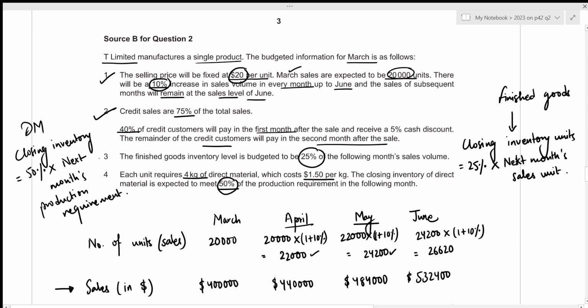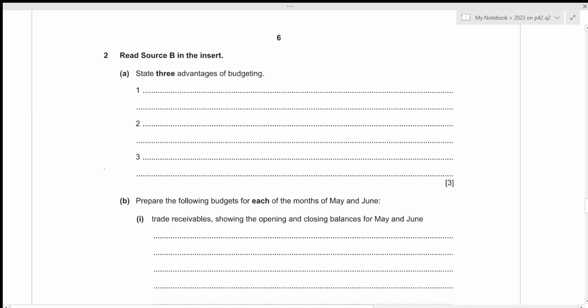Okay, we're done with the third and fourth information as well. Let's have a look at our first question. We need to state 3 advantages of budgeting.